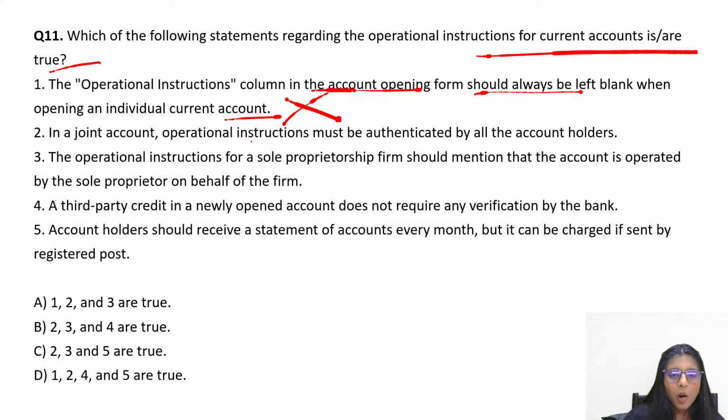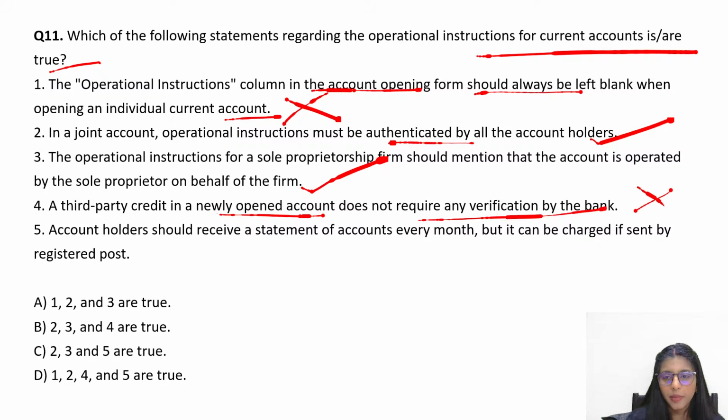In a joint account, operational instruction must be authenticated by all the account holders. Yes. The operational instruction for a sole proprietor firm should mention that the account is operated by the sole proprietor on behalf of the firm. Yes, correct. A third party credit in a newly opened account does not require any verification by the bank. It's incorrect. Bank verification is required when a third party credit comes into a newly opened account.